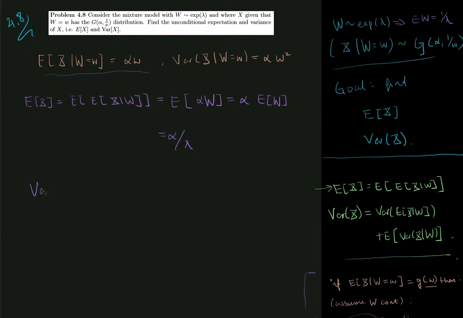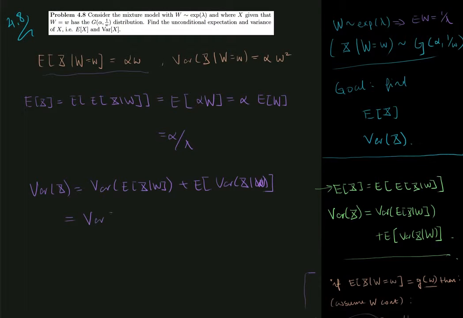Now, what is the variance of x? Well, the variance of x is given by this thing here. So we have the variance of the mean of x given W plus the expected value of the variance of x given W. This is a capital W, by the way. And what do we have? Well, the mean of x given W is alpha W.